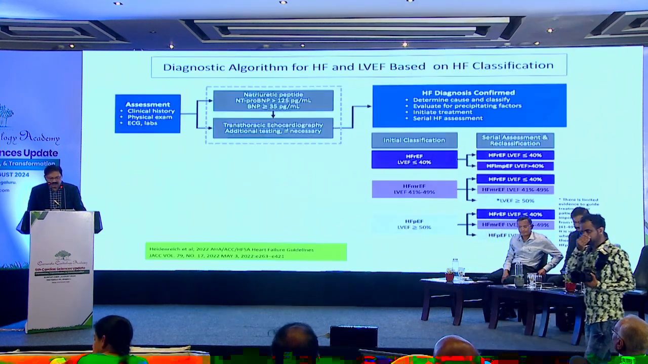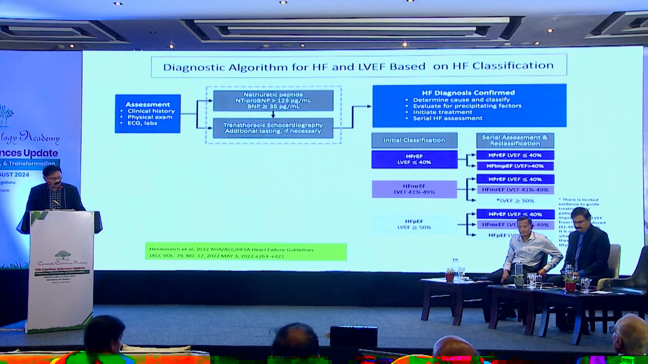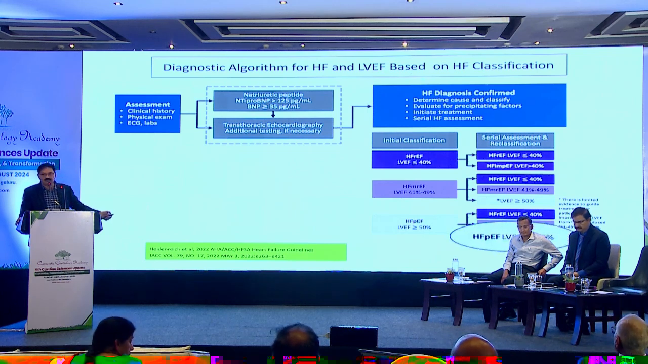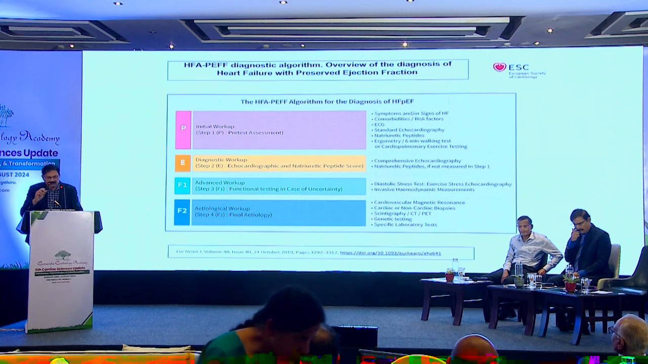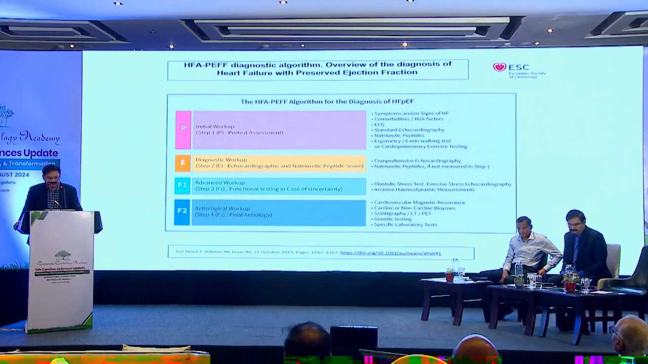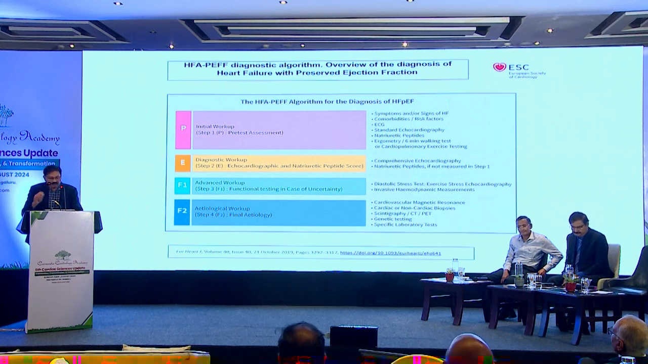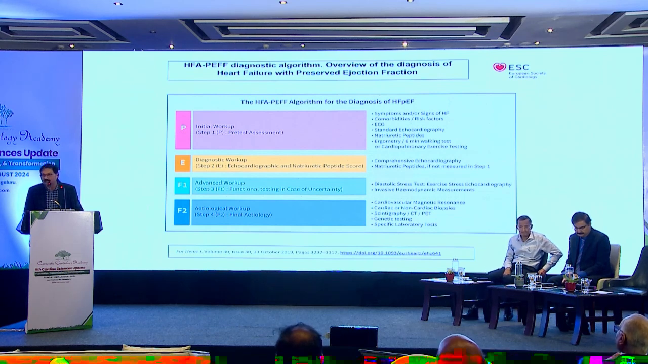So this is the diagnostic algorithm as per the guidelines. May I draw your attention here, wherein the heart failure with preserved ejection fraction is LVEF more than 50%. Now this is the algorithm that I am following for the diagnosis of heart failure with preserved ejection fraction. It is PEF1F2. So the P is the initial workup: symptoms and signs, comorbidities, ECG, the natriuretic peptides, the ergometry or the 6-minute walk test, and the CPET or the cardiopulmonary exercise test.